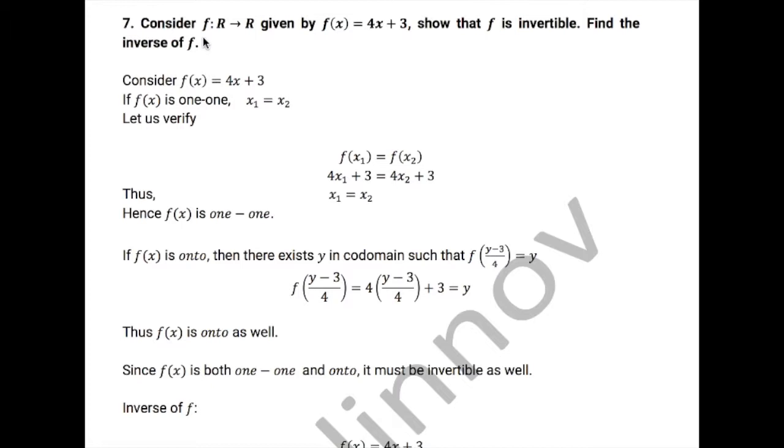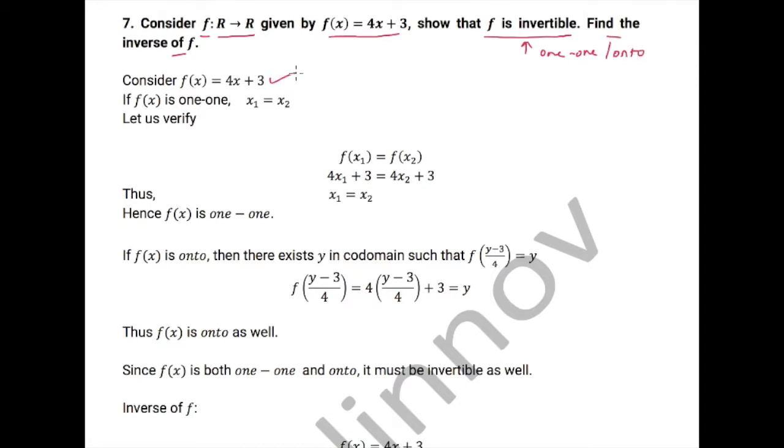Consider the function f mapped from R to R given by f of x equal to 4x plus 3. We need to show that this is invertible. Find the inverse of f. So if f is invertible, then it should be 1 to 1 and onto.